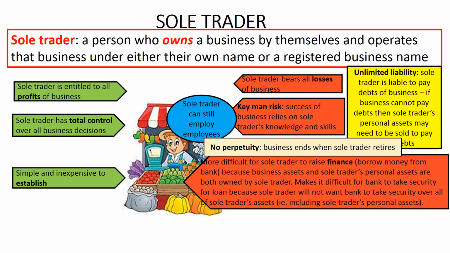This makes it difficult for a bank to take security for a loan to the sole trader because the sole trader won't want the bank to take security over the sole trader's personal assets. The sole trader will only want the bank to take security over the assets that are used in the business. This in turn means that the bank will need to specifically identify the assets that are used in the sole trader business and will need to take security just over those assets.